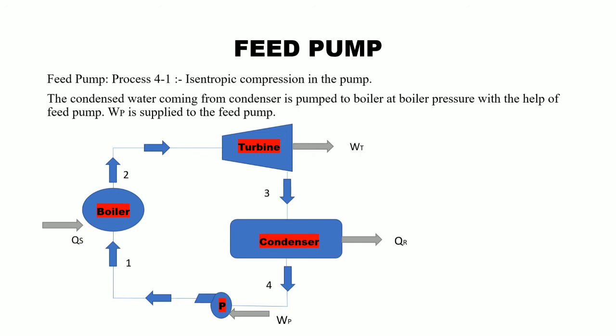To do so, for increased pressure we need to supply some work. This work done is denoted by WP, so WP is supplied to the feed pump.